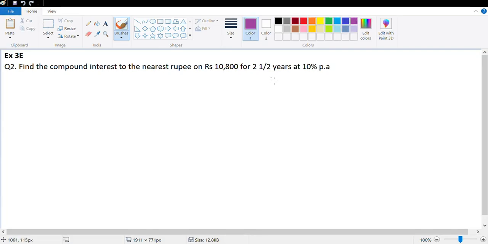Hi guys, this brings me to the last exercise of this chapter, compound interest. Let's look at some questions. Basically a revision exercise. All that we've done, we need to apply the same concepts again. So the first question we do is question 2.